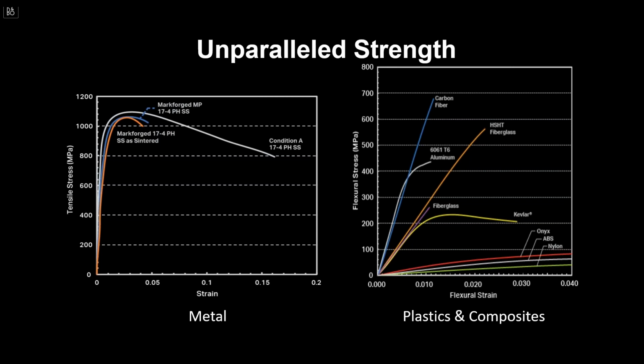Markforged offers versions of Onyx material for various applications. This includes Onyx ESD for electrostatic applications, Onyx FR for flame-resistant applications. Markforged also recently released a carbon fiber FR, which combined with Onyx FR is great, for example, for aerospace applications. So how does it work?